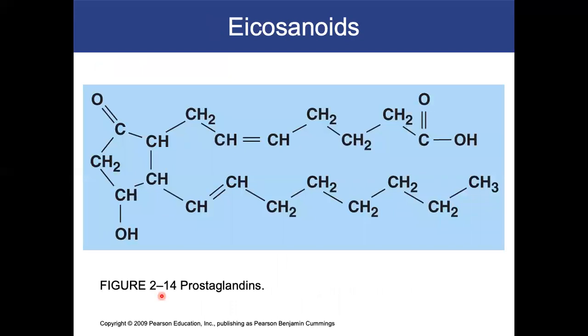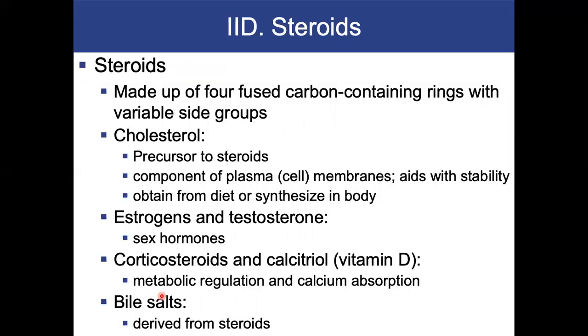Here's what eicosanoids look like, or there's a picture of a prostaglandin, just so you can appreciate how complex it is. All right, the next category is steroids. Steroids are made up of 4 fused carbon-containing rings with variable side groups. What does variable side groups mean? It has a side group that can be many different side groups or combination. Cholesterol is actually a precursor to all steroids. So you have to have cholesterol in your diet to make steroids.